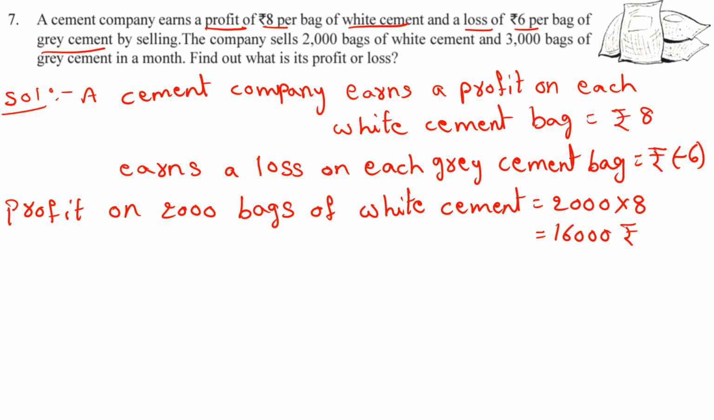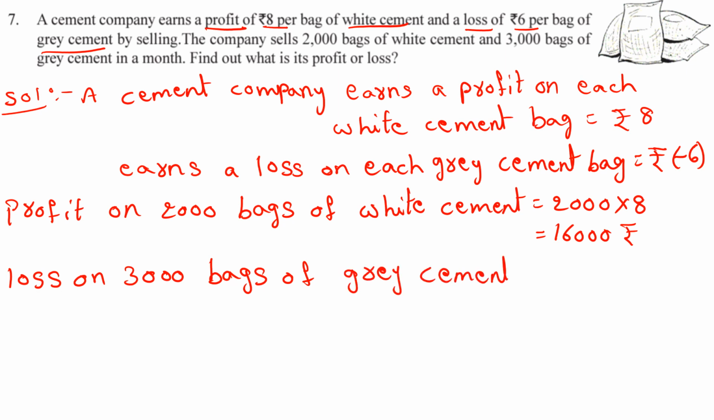Now loss on 3,000 bags of grey cement. That equals 3,000 into 6, right? That is minus 6. So that equals minus 18,000 rupees.